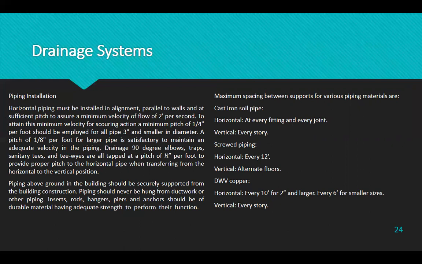A pitch of 1/8 inch per foot for larger pipe is a factor to maintain an adequate velocity in the piping. So this is now 1% slope.